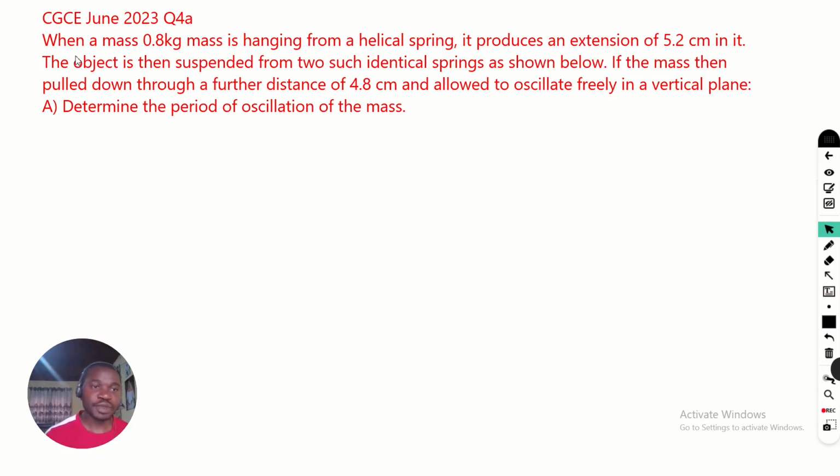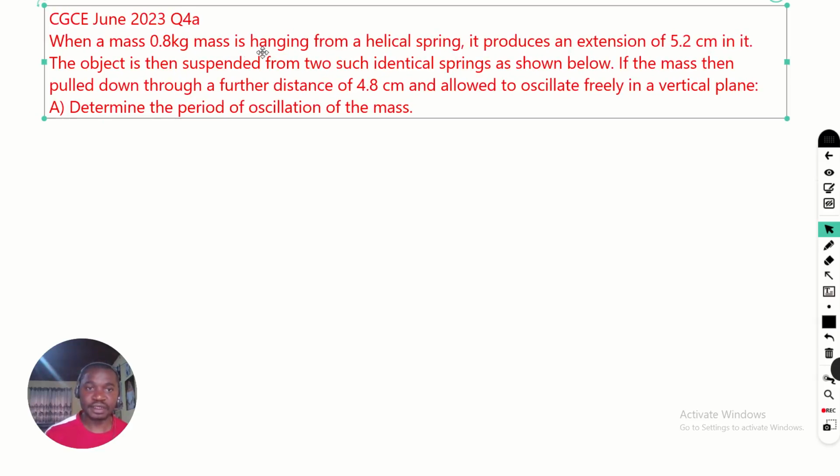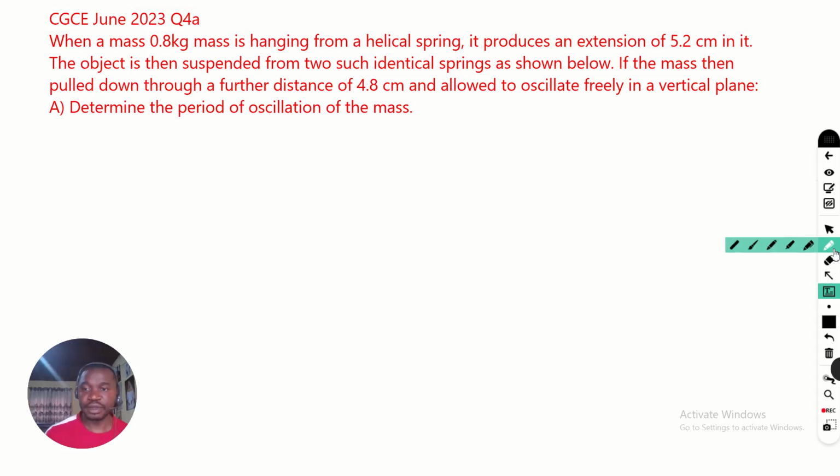So the question reads, when a mass of 0.8 kilogram is hanging from a helical spring, right? It's hanging from a helical spring. So let's try to highlight. It's hanging from a helical spring. Now it produces an extension of 5.2 centimeters. Take note of that.